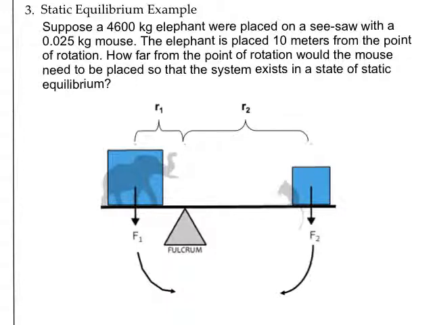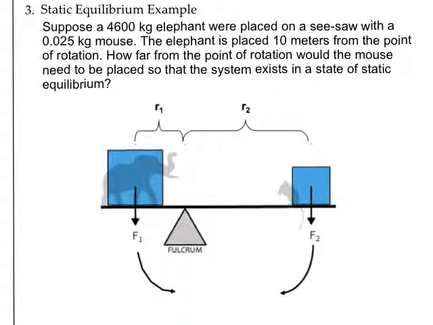Okay, for this problem, we have a lever, the fulcrum is the pivot point, and there is a giant seesaw. We are going to place a 4,600 kilogram elephant on one end and a little teeny weeny mouse that's only 0.025 kilograms on the other side. We know that the elephant is 10 meters from the point of rotation, the fulcrum, and we want to know how far out we're going to have to place that mouse so that the seesaw will not rotate one way or the other. That means that the system will exist in a state of static equilibrium.